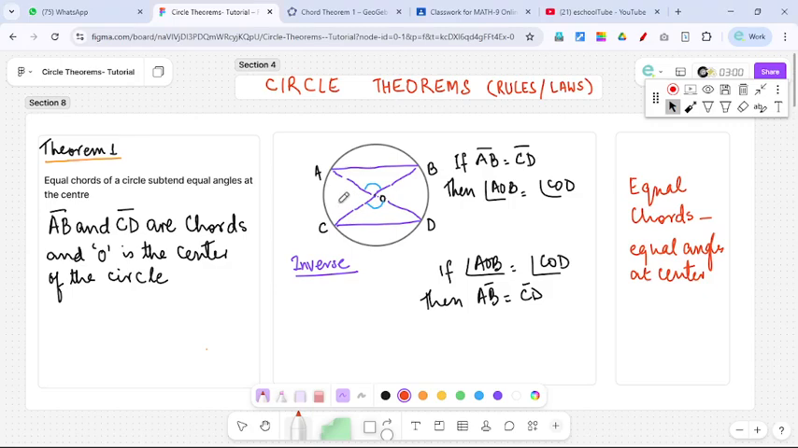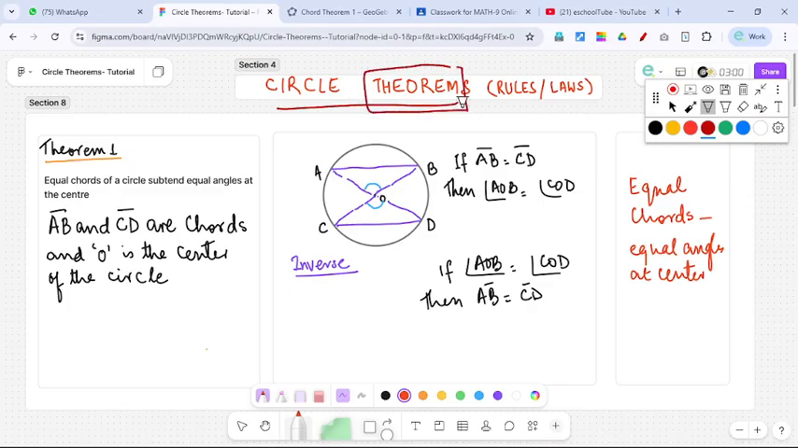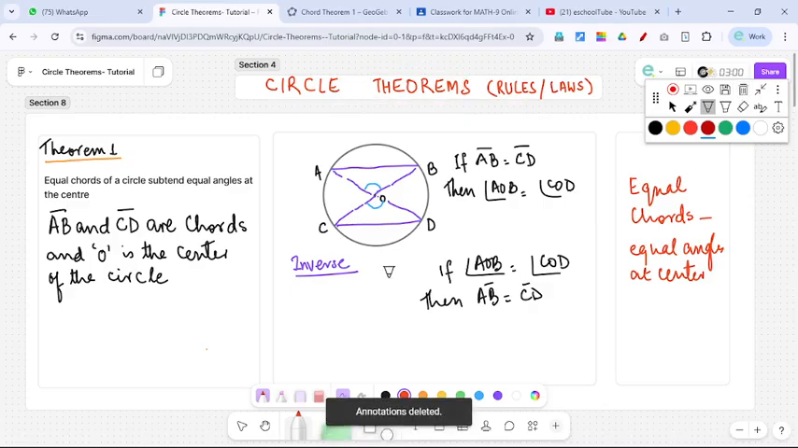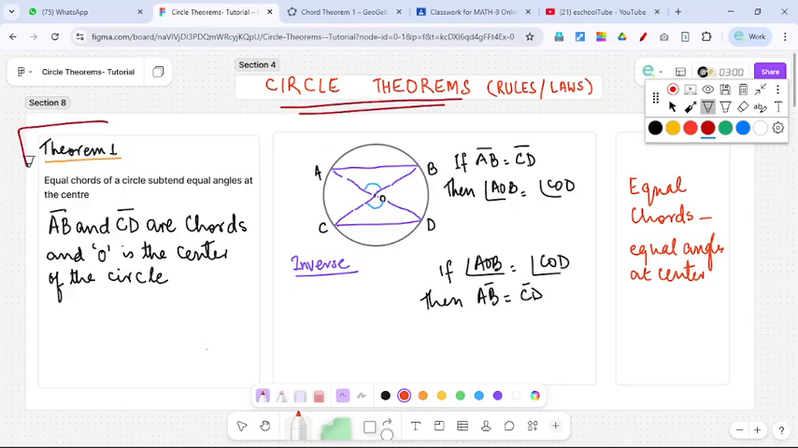In this lesson, we will talk about circle theorems. So what do we mean by a theorem? A theorem is basically a rule which remains true for all conditions. So we are studying circle rules or circle laws, but generally they are termed as circle theorems. Let us see the first theorem, Theorem 1.